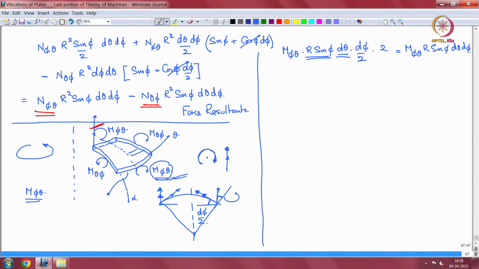Okay, now for the other side is the moments M theta phi. Okay, so if I now draw the view looking like this, I get... let me keep it a bit shorter.